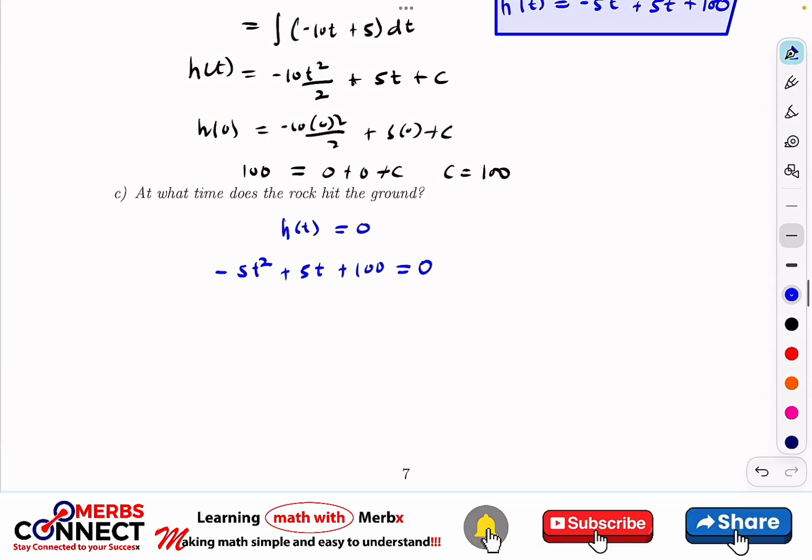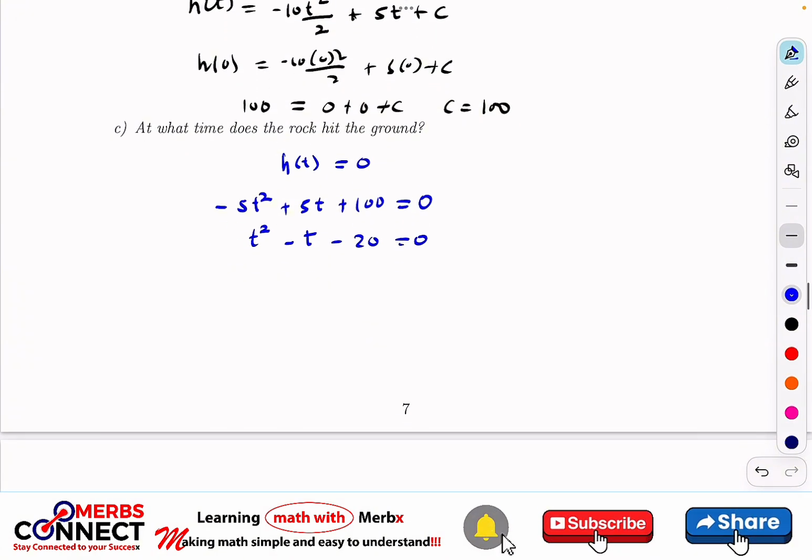So first we can divide through by minus 5. When I do that, I'm going to have 5t squared, 5 divided by minus 5 is going to be minus 1t, and this is going to be minus 20 equal to 0. So we can find the factors here. This is the same as (t minus 4)(t plus 5).